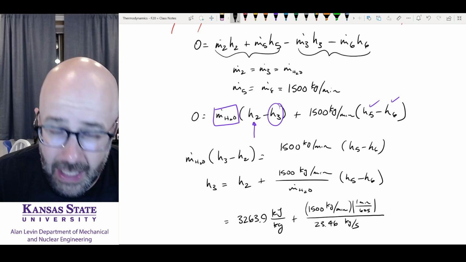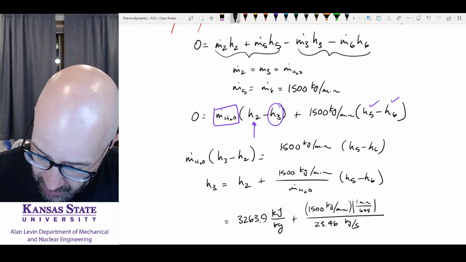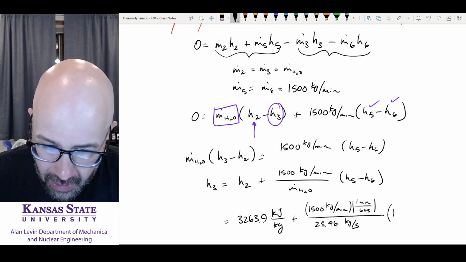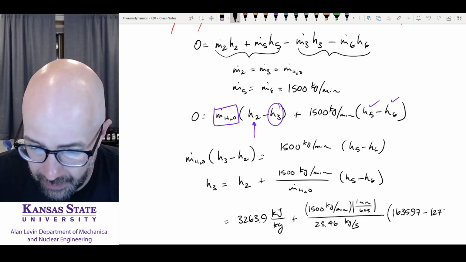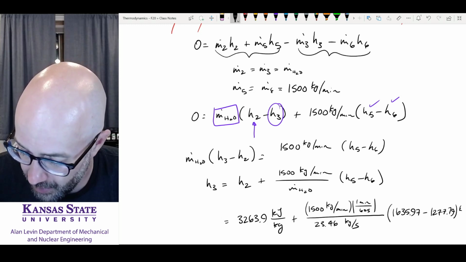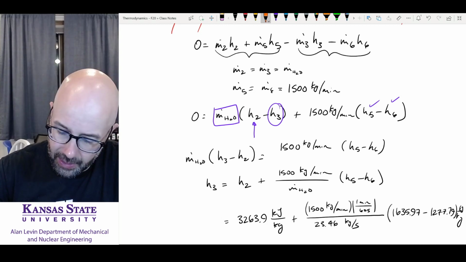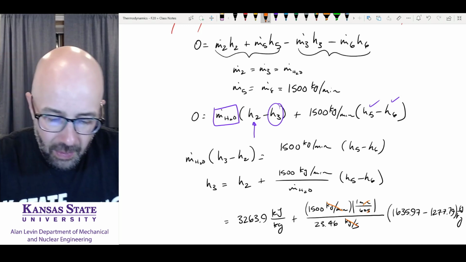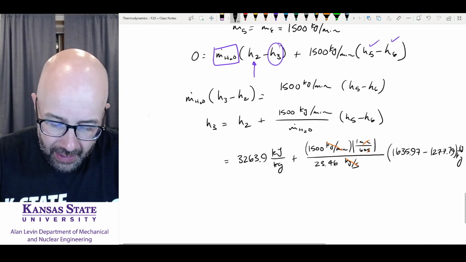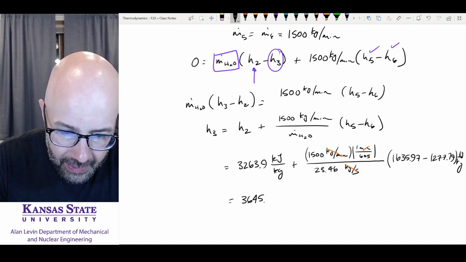And then we have H5 and H6, and we look those up in table A22. Table A22 gives us for H5 1635.97 minus 1277.79 kilojoules per kilogram. Okay, so all our units here are going to cancel out, and we're going to get kilojoules per kilogram plus kilojoules per kilogram. And we can add all of that together, and we're going to get this number, 3645.6.